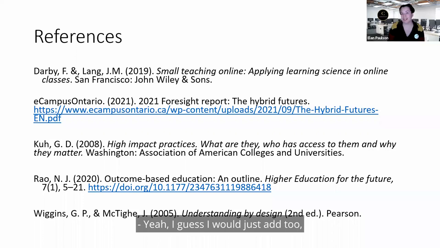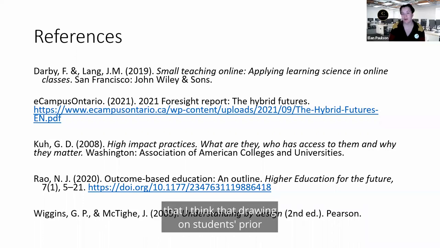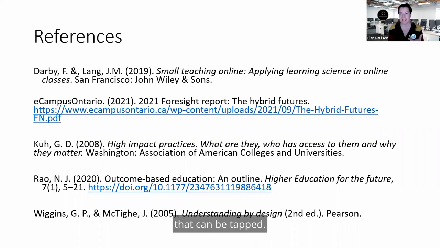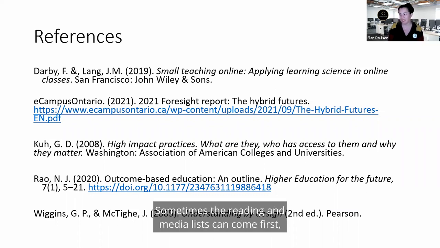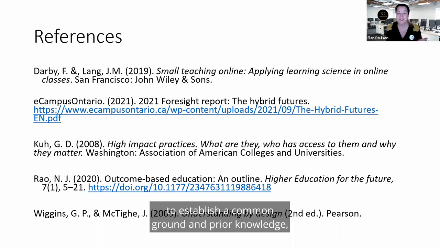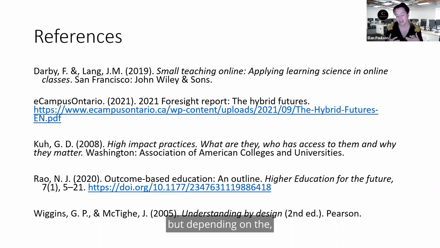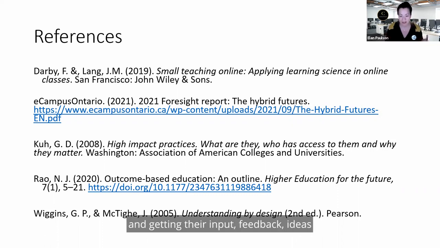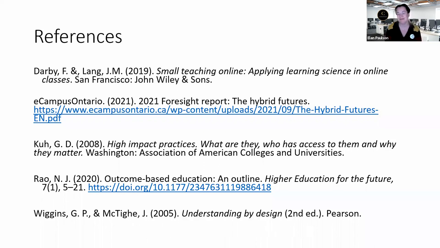Yeah, I would just add too that drawing on students' prior experiences and knowledge is also something that can be tapped. Sometimes the reading and media list can come first to establish common ground and prior knowledge, but depending on the design of the micro-credential, that may not always be possible. So sometimes meeting with students first and getting their input, feedback, and ideas can then prime them for future independent or self-directed learning.